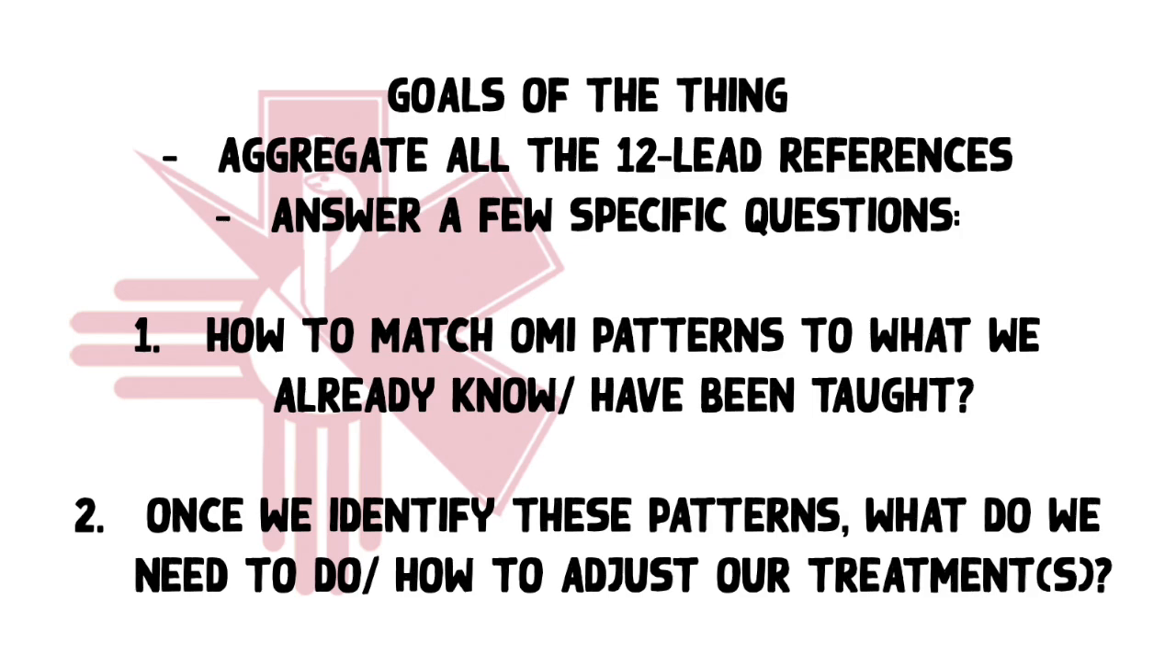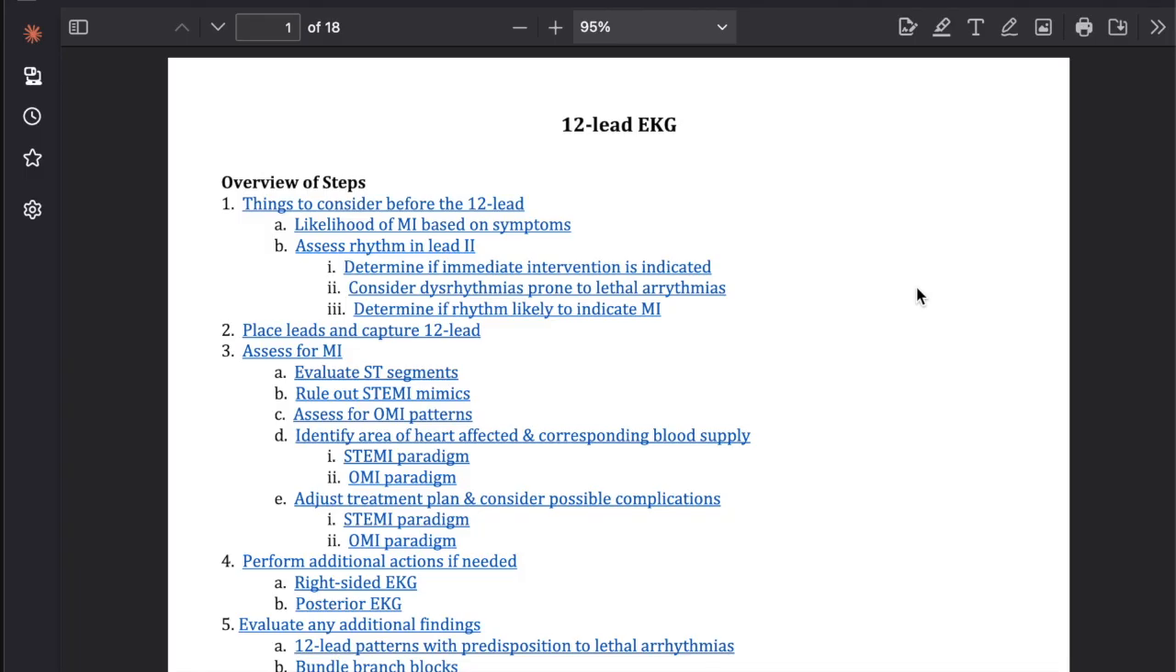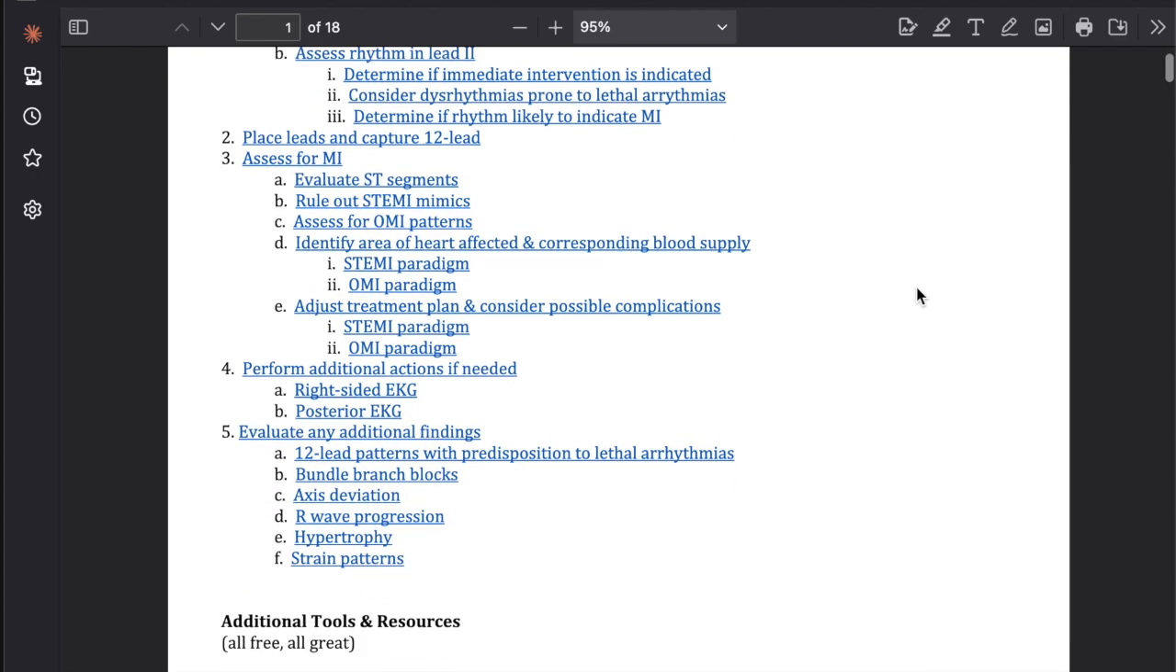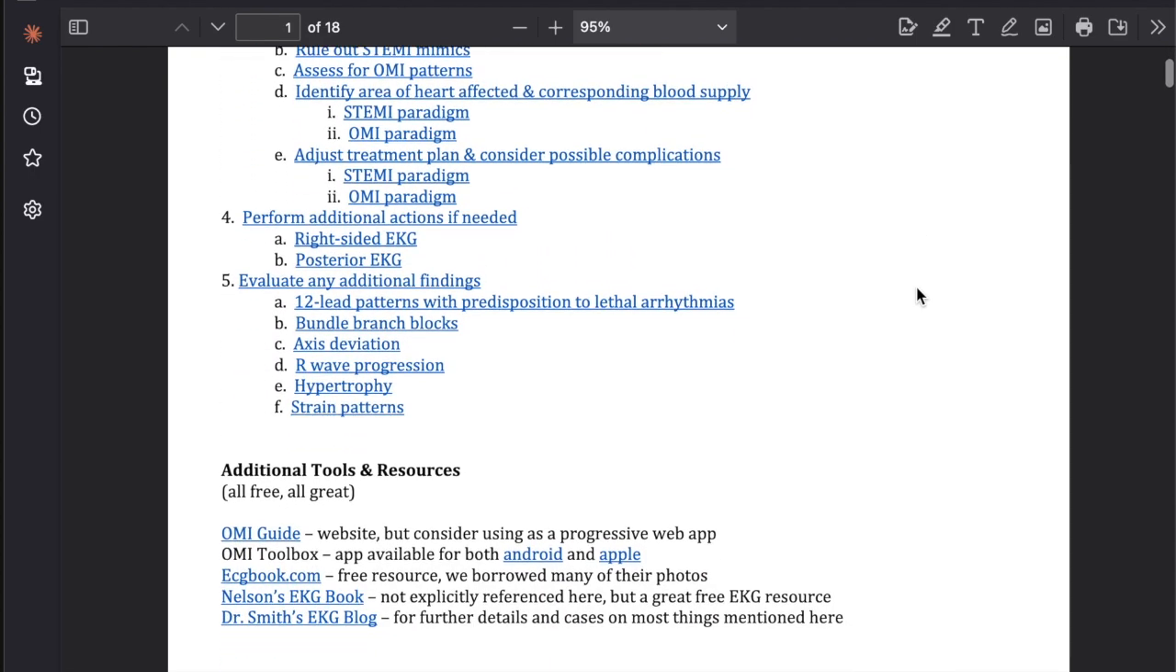And then also, both for the STEMI paradigm and for the OMI paradigm, once we identify those things, how do we need to change our treatment? Are there interventions that we need to perform or things we need to do differently once we identify these patterns? So that's the idea behind this document. So the first page is just an overview. There's a couple of resources mentioned here, and we'll talk about more of these along the way. But let's just take a look and see how it looks.